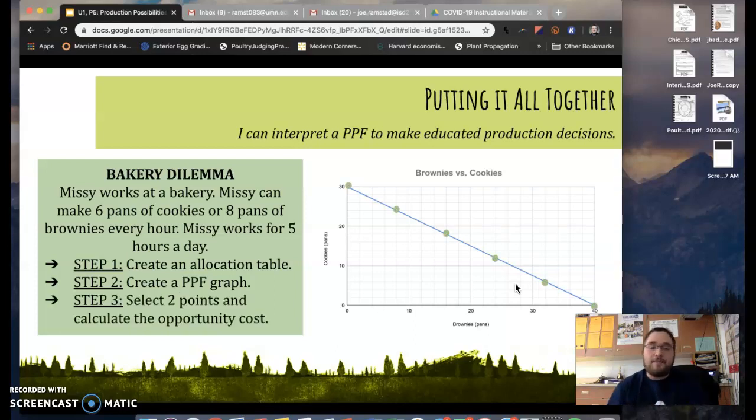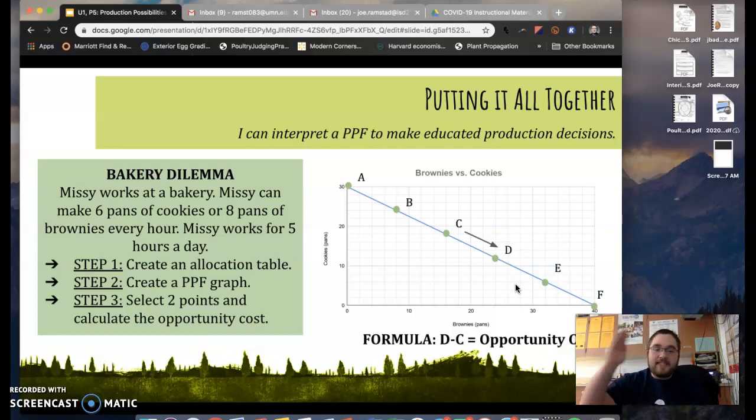So the last step here is to select any 2 points and calculate the opportunity cost of moving from those 2 points. So for simplicity, just like we did last time, I'm going to select points D and C. So the opportunity cost of moving from C to point D. So imagine we are currently producing everything at C. We have to figure out what would happen if we move to D. What will we be gaining? What will we be giving up?